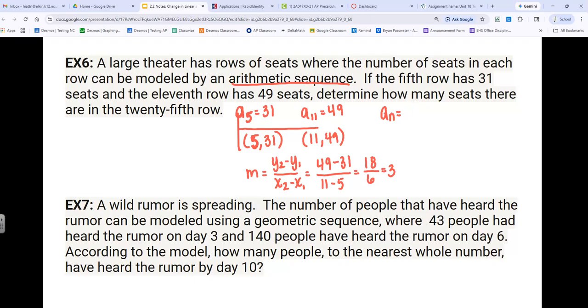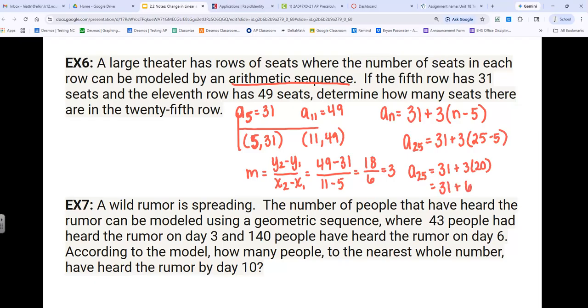So I would have 31, the number of seats in that 5th row, plus, I know I'm adding 3 seats each row. That's my slope. That's my common difference. And then I would need to do n minus 5 because I didn't start in the initial row. I started in the 5th row. Right? So if I want to know a sub 25, I could do 31 plus 3 times 25 minus 5. And a sub 25 is going to be 31 plus 3 times 20, which is going to be 31 plus 60, which is 91 seats.